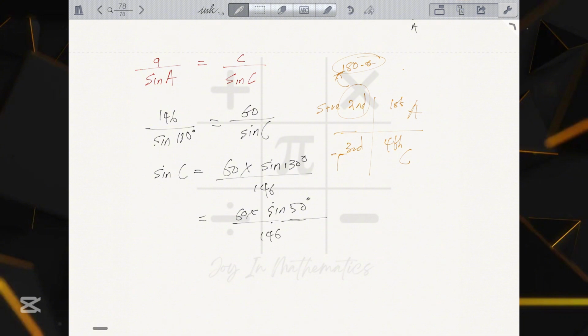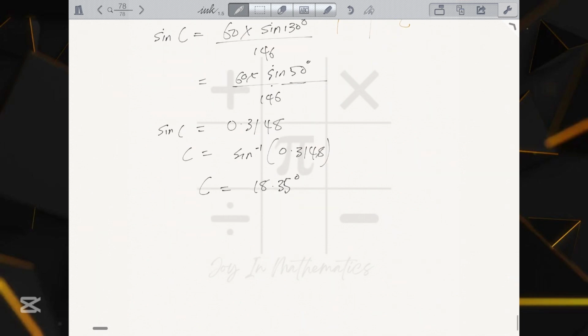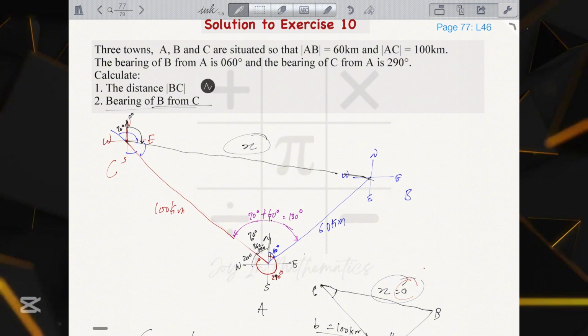So using our calculator, we have 60 multiplied by sine 50 divided by 146. So we'll have that sine C is equal to 0.3148. So we can evaluate our angle C to be arc sine of 0.3148, which is equal to 18.35 degrees. So we have angle C now to be 18.35 degrees. But the question we are asked is to evaluate the bearing of B from C.